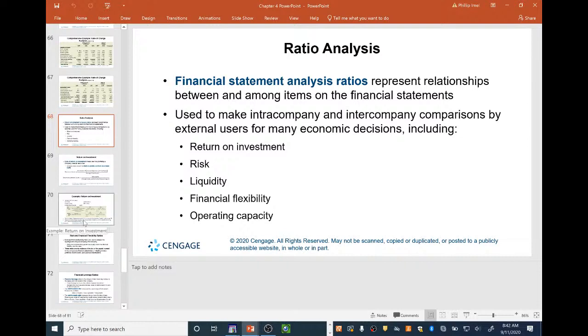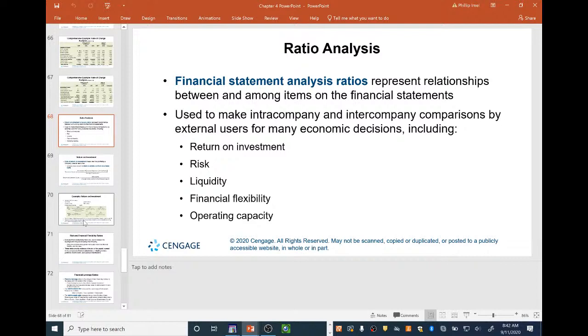Okay, ratio analysis. So this is the one, the part that I'm more concerned with. The other ones are still important, but the ratio analysis is the one that we would use more so in this class. Financial statement analysis ratios represent relationships between and among items on the financial statements. It's used to make intra-company and intercompany comparisons by external users for many economic decisions. So we can see why these are very relevant, right? Because this ties into the overall point of the financial statements for the external users, right?